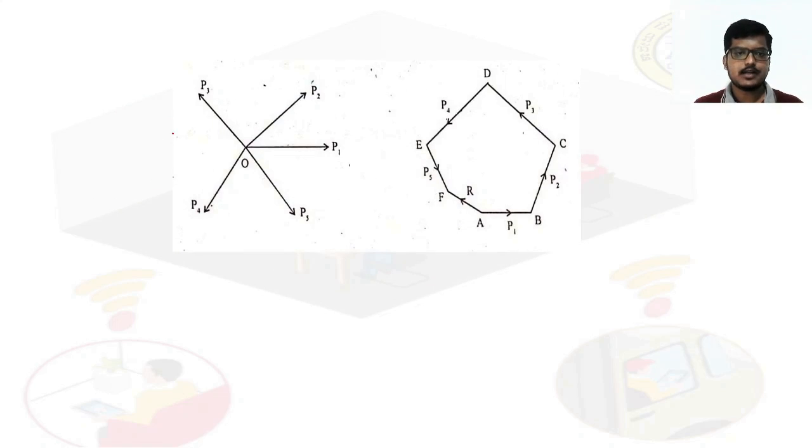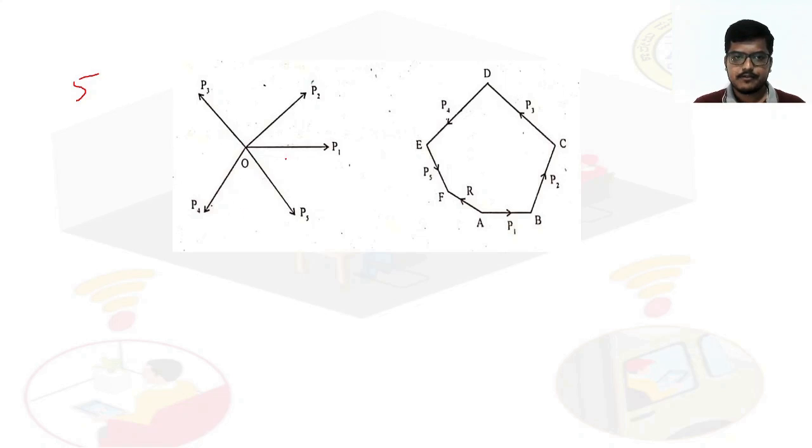So five forces are acting on a particle, that is O. According to the definition, if a number of forces are acting simultaneously on a particle, they may be represented in magnitude and direction, then they should be taken in order. Then the resultant of all these forces may be calculated as the closing side of the polygon in magnitude and direction, taken in opposite order. So I'll show you. I'll take them in order.